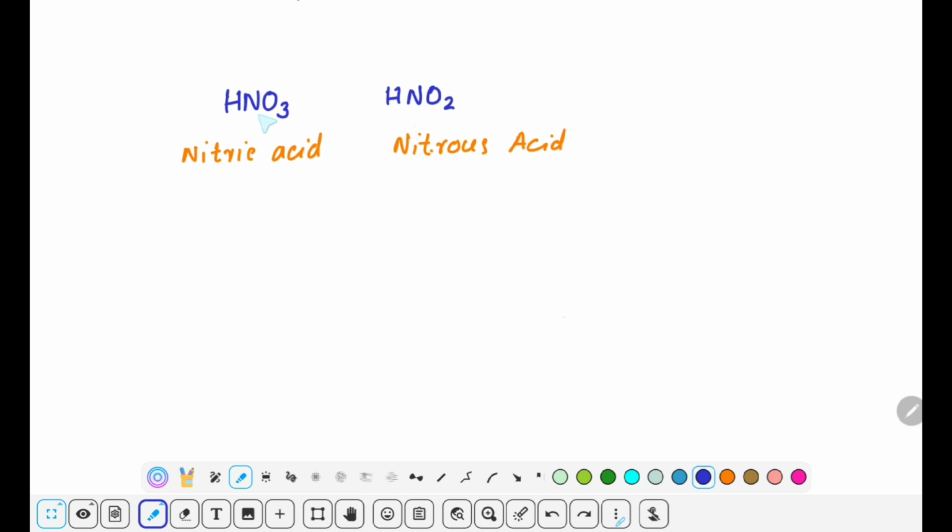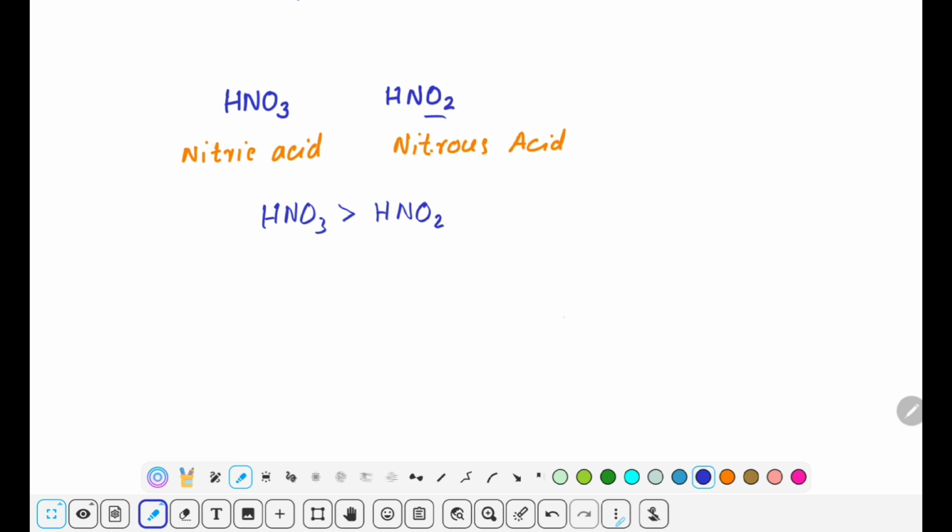HNO3 and HNO2. HNO3 is nitric acid and HNO2 is nitrous acid. Now, which acid is stronger? Remember, such acids are known as oxyacids, containing oxygen, and the acid with more oxygens will be the stronger acid. For example, over here, HNO3, nitric acid, is stronger than HNO2, nitrous acid. So HNO3 is stronger than HNO2.